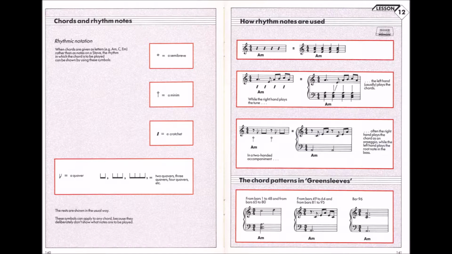Example C is slightly different again. Once more we have the A minor chord, but this time there are 2 different rhythmic notes. The 2 groups of 3 quavers in the treble clef, and the minims written below.